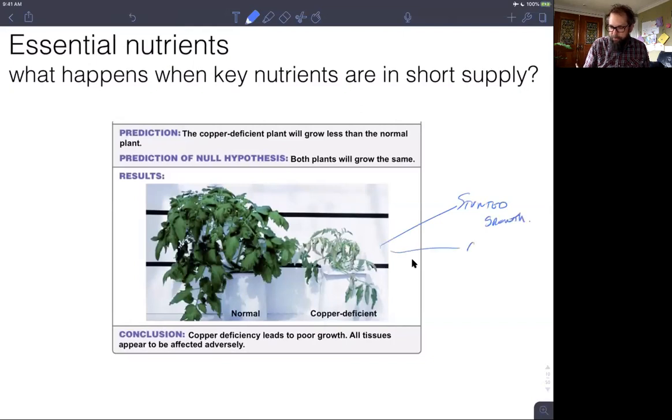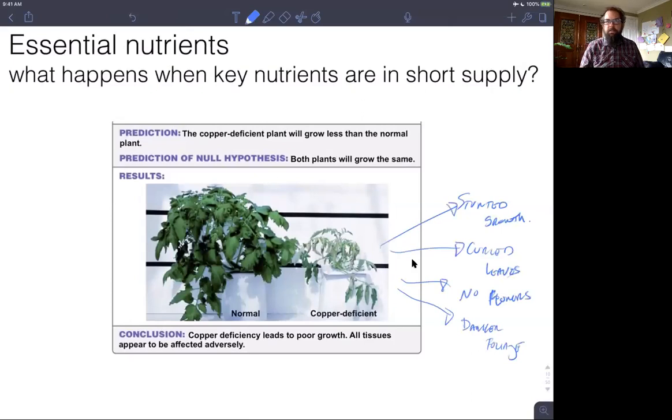curled leaves, no flowers, so didn't reproduce. And overall, darker foliage all around. And so we see sort of a series of different functions, mostly associated with those enzyme cofactors in this tomato plant, where copper deficiency is leading to this poor growth that's affecting pretty much all of the tissues in the plant.